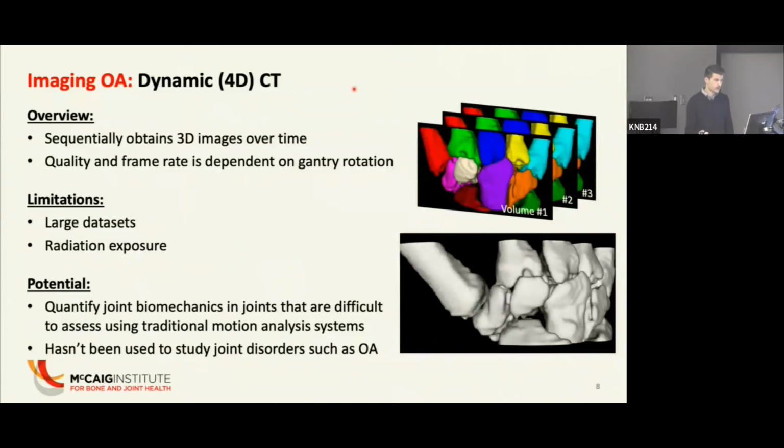But we do have potential to image some joints that we cannot image with traditional motion analysis systems like motion capture using infrared markers. And the TMC joint is a great example of that, where it's very difficult to actually place those skin markers on the joint because of its location and size. So something like dynamic CT can allow us a view into quantifying the function of the joint. And what's really interesting, I think, is there are some dynamic CT or 4D CT papers out there, even for the TMC joint, but it hasn't been used to date to look at osteoarthritis or these types of diseases that can affect the function of the joint.